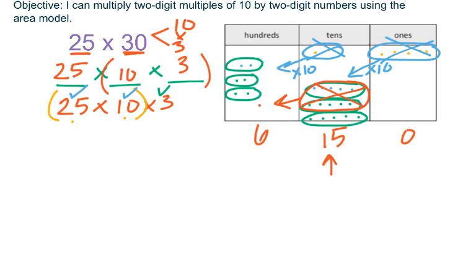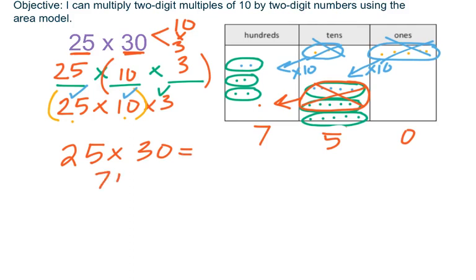So I'm done with that. And now, instead of 15, I have 5 left over. And instead of 6 in the hundreds, I have a 7. So my final answer for 25 times 30 equals 750.